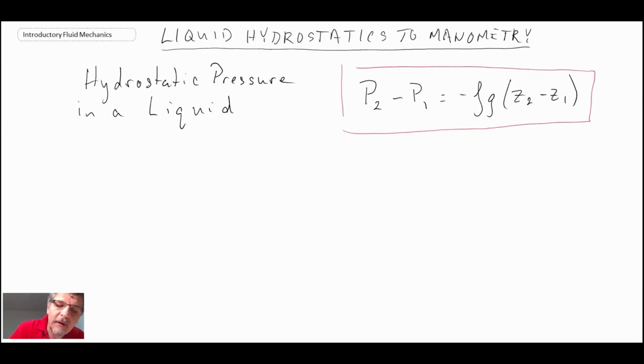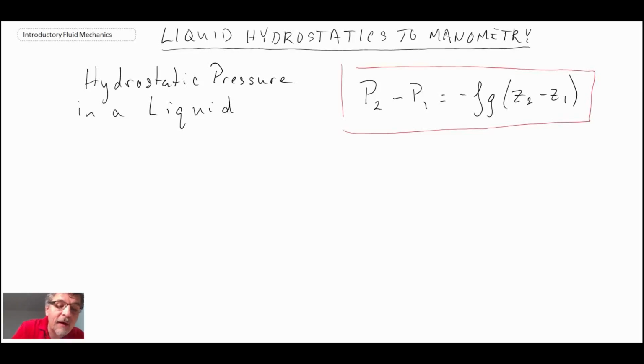Now, we did discuss application to manometry, and we looked at mercury manometers and some old manometers. But what we're going to do now is consider a case where you might have a manometer with multiple fluids in it. How do you deal with that case? That's what we'll be taking a look at.